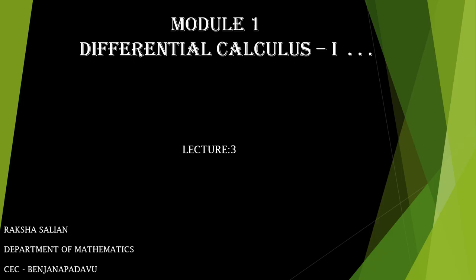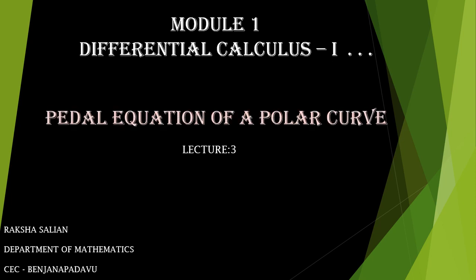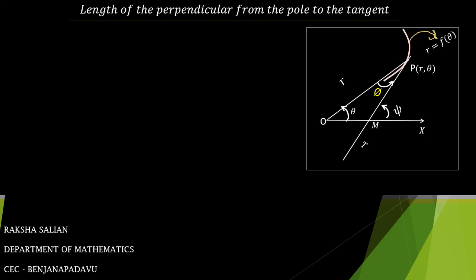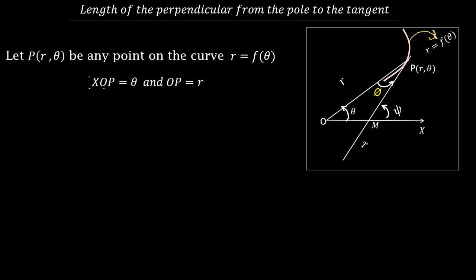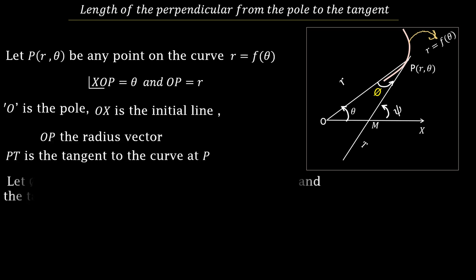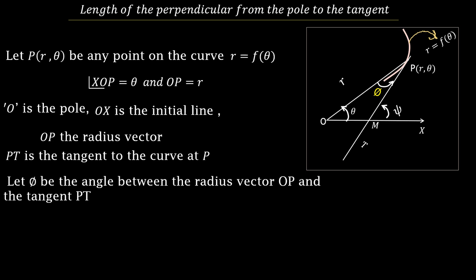Students, welcome to the third lecture on module 1, that is to find the pedal equation of a polar curve. Before proceeding to the pedal equation, let us derive an equation to find the length of the perpendicular from the pole to the tangent. Consider a polar curve, students, which is represented by r is equal to f of theta.